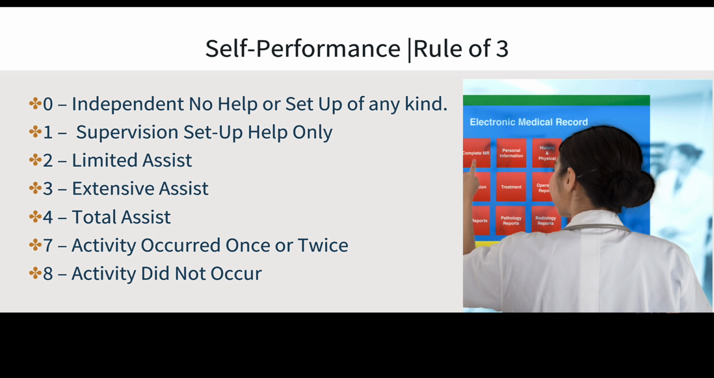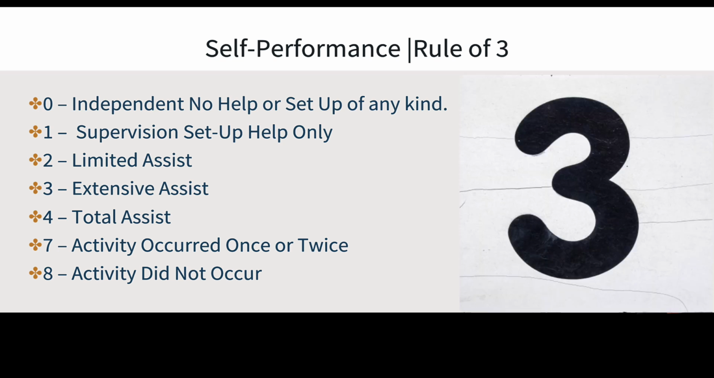And then for self-performance, this is where we're going to use the rule of 3s. So the MDS coordinator will be looking at the look back period to see if any of these codes occurred 3 or more times. If one of the codes occurred 3 times, then the MDS coordinator will code that level. And they always code the most dependent. So if extensive assist occurred 3 times, we would code extensive. But if it only occurred 2 times and limited assist occurred 3 times, then we would code limited assist. So always looking at your rule of 3s.